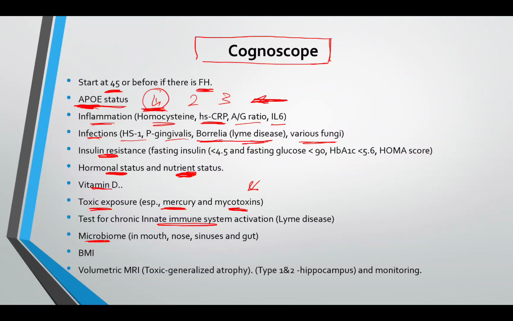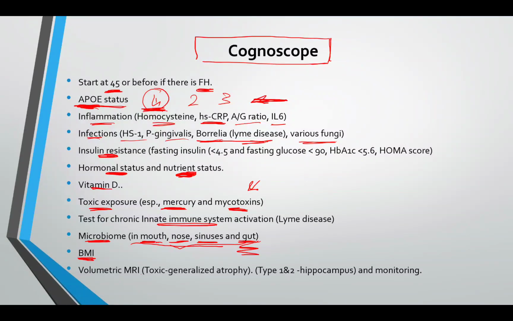You need to test for the microbiome in the mouth. Microbiomes are not only in the intestine, they are also in the mouth, nose, sinuses, and gut. And there are now supplements to improve the microbiomes in all these areas. However, the most important is the gut. You need to know your body mass index, your weight, because if you're overweight, you need to reduce your weight.